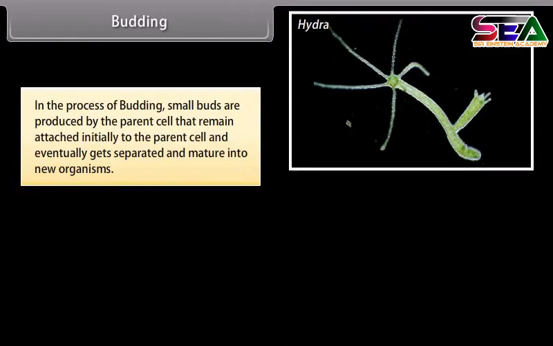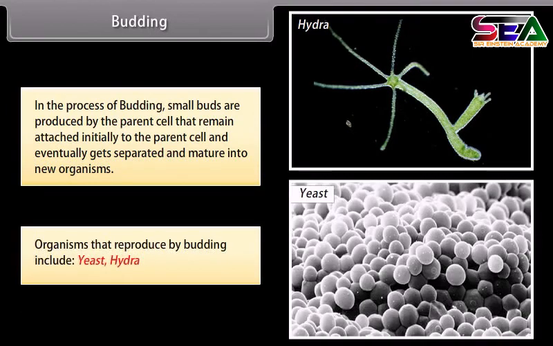Budding. In the process of budding, small buds are produced by the parent cell that remain attached initially to the parent cell and eventually get separated and mature into new organisms. Organisms produced by budding include yeast and hydra. The following diagram shows the bud developing on parent hydra.